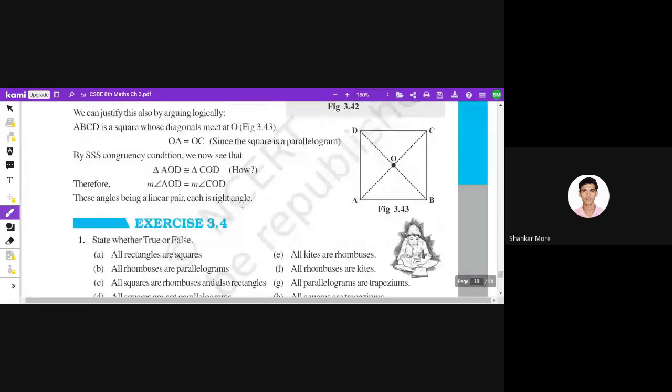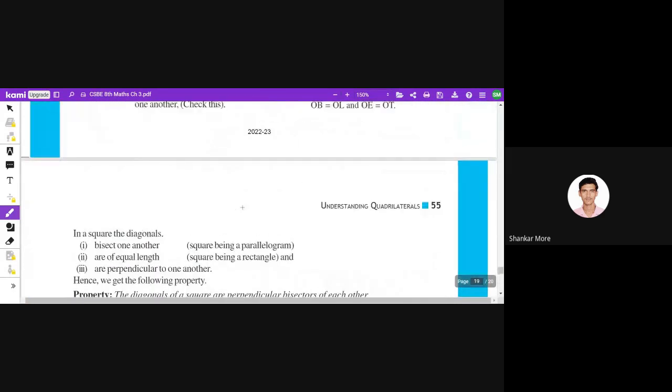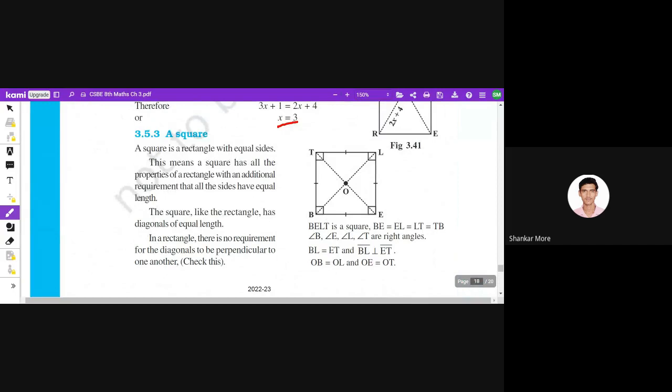Yeah. So the last one is square. So square mein, a square is a rectangle with equal sides. That's it. All other properties are the same. This means a square has all the properties of a rectangle with an additional requirement that all the sides have equal length. The square, like the rectangle, has diagonals of equal length.